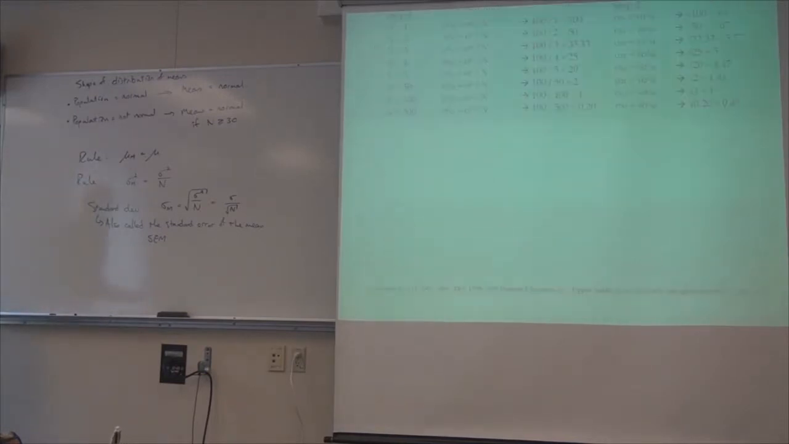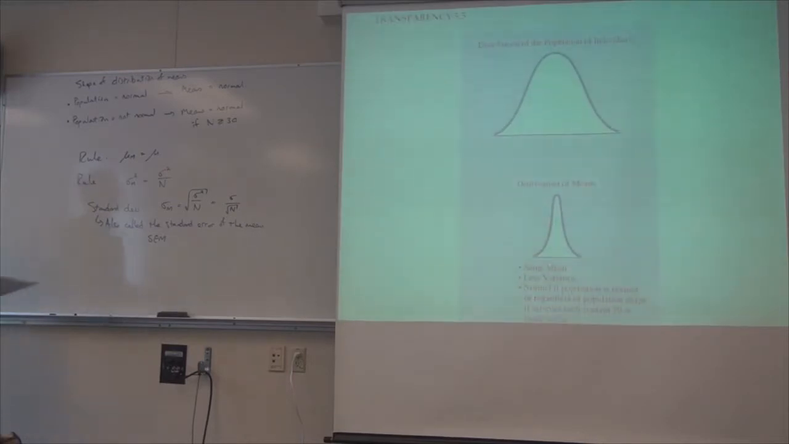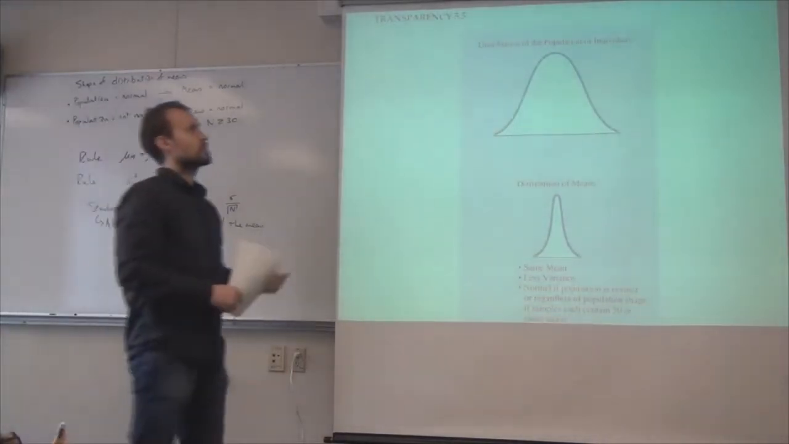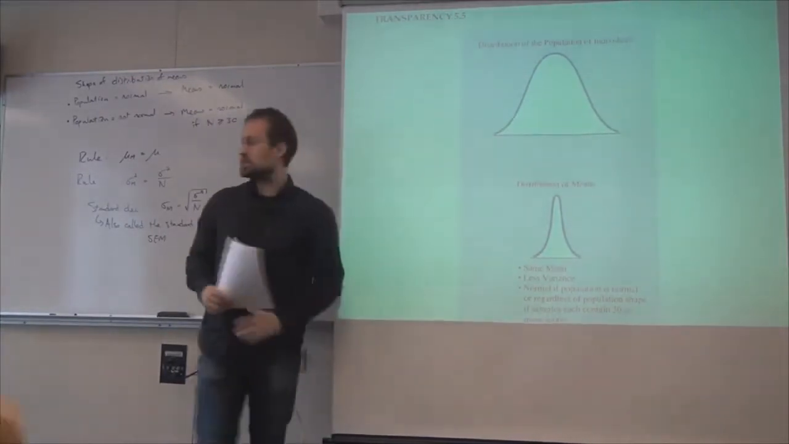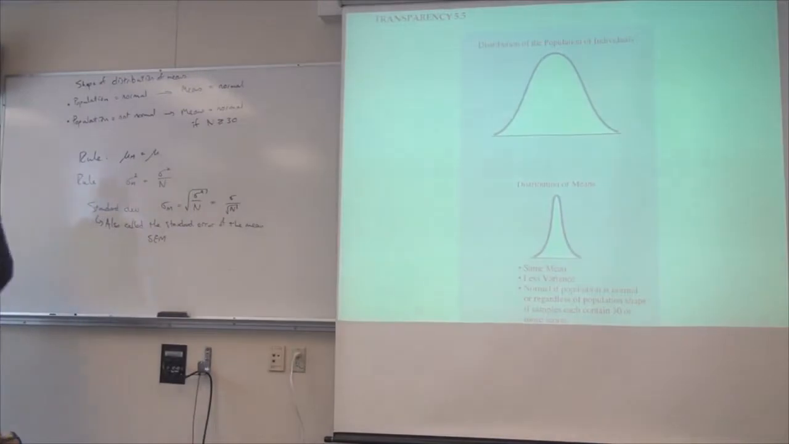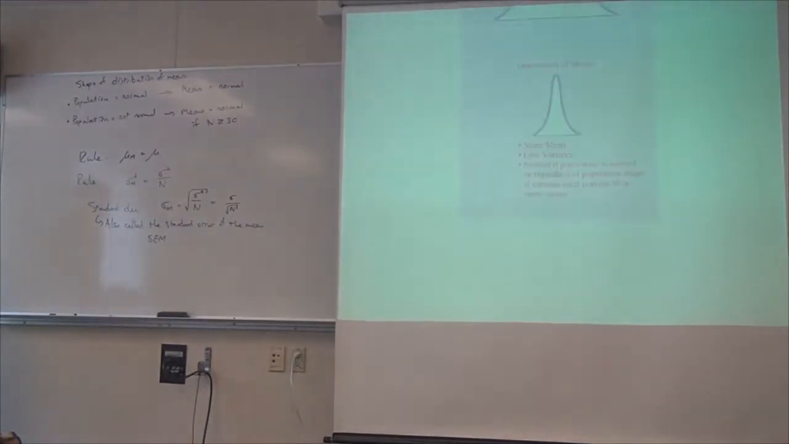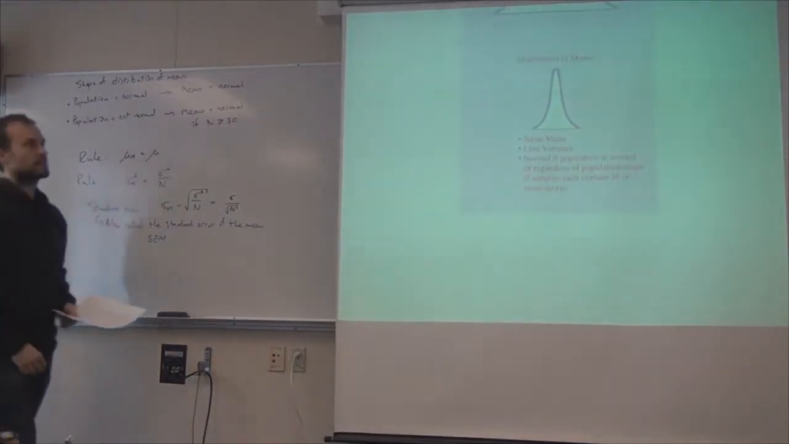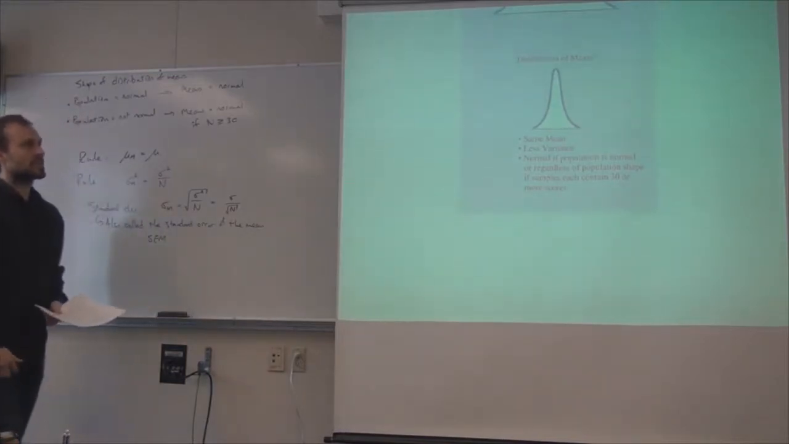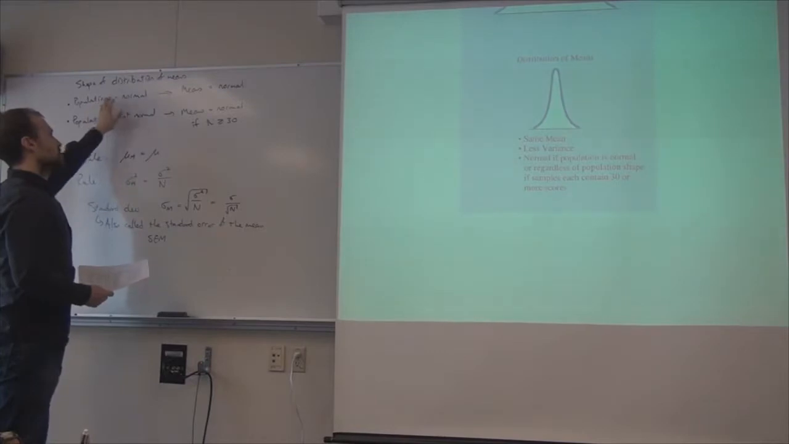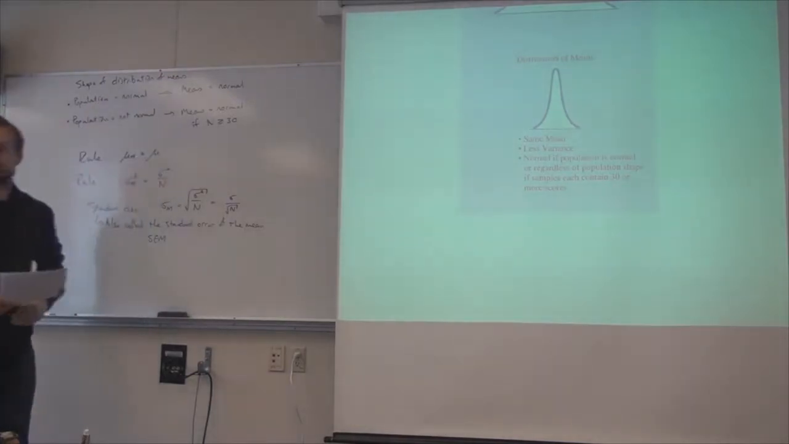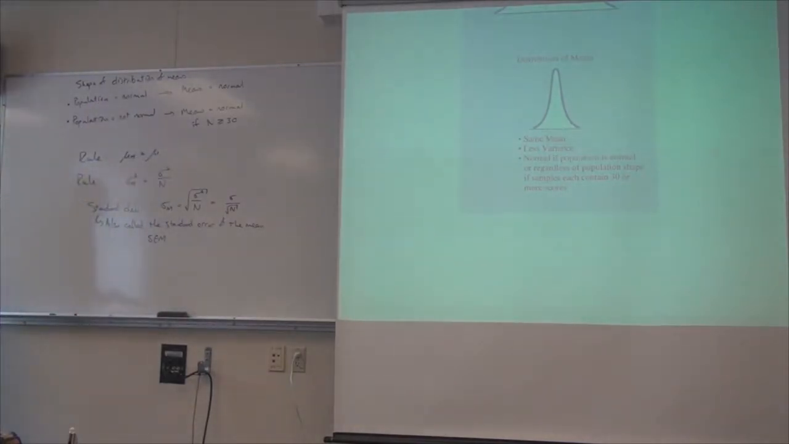All right, 5.5. So I have my distribution of individuals. Could be normal. And the distribution of means is a normal distribution. It has the same mean, it has less variance, and it's also normal as long as either the population has a normal distribution or my sample size is at least 30.